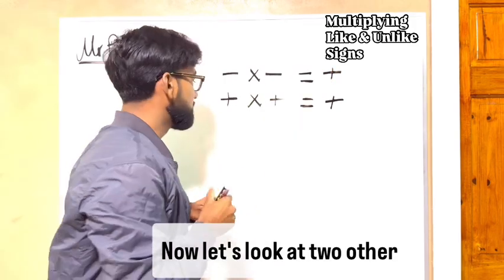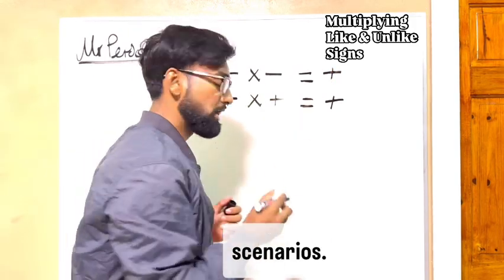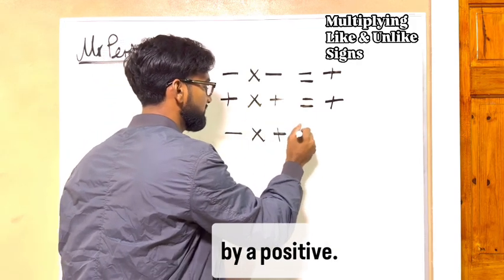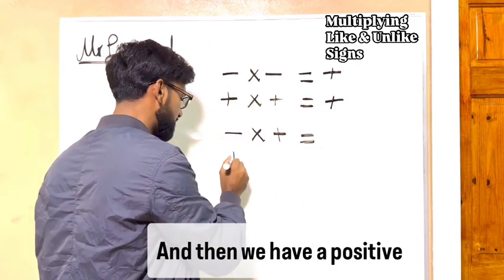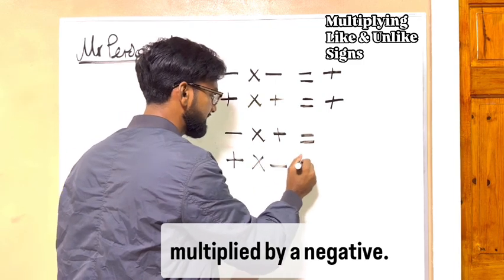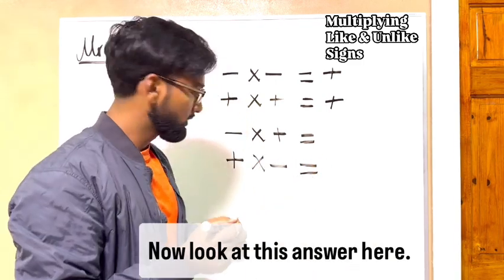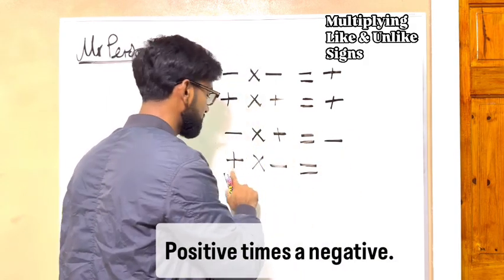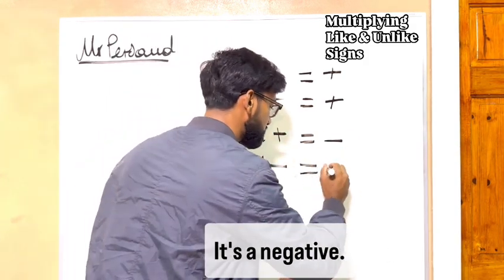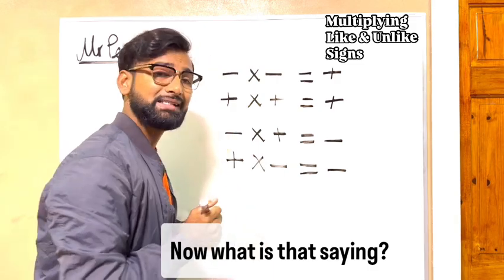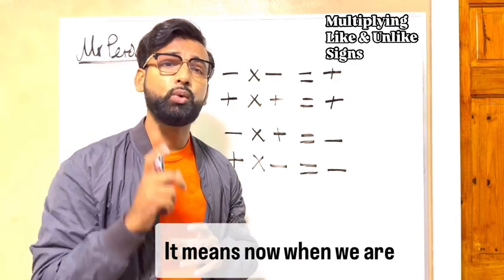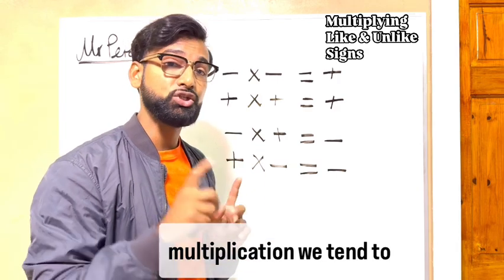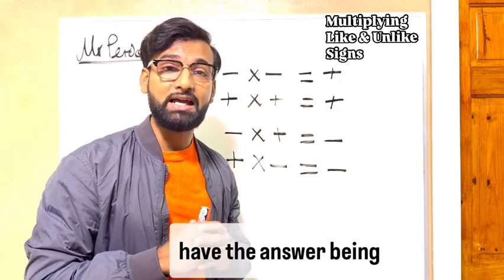Good. Now let's look at two other scenarios. We have a negative multiplied by a positive. What is that equal to? And then we have a positive multiplied by a negative. What is that equal to? Now look at this answer here. Negative times a positive, it's a negative. Positive times a negative, it's a negative. Now, what is that saying? It means now when we are multiplying unlike signs in multiplication, we tend to have the answer being negative.